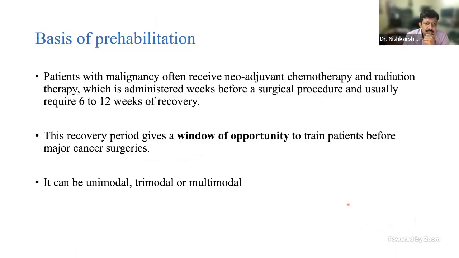Now, the basis of prehabilitation is that patients with malignancy often receive neoadjuvant therapy, which, if administered before the surgery, may require 6 to 12 weeks of recovery. So if the disease was more extensive to begin with, they decide to give neoadjuvant chemotherapy, and after 6 to 12 weeks they will go for surgery. In this window, we can train the patients to have a better outcome after the surgery. Or if the patient is for upfront surgery, you may still have up to 2 weeks, and we can utilize that for an improved outcome of the patient.